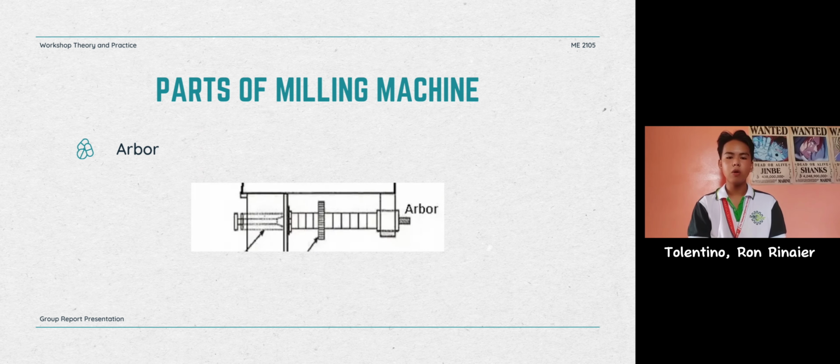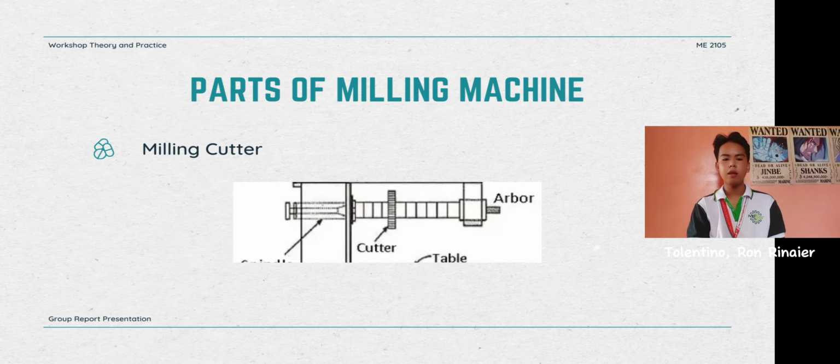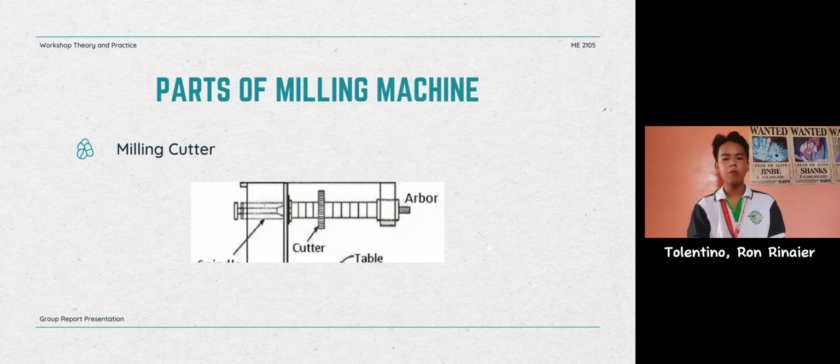The arbor, a tool holder, secures the cutting tool and allows horizontal movement of the spindle. The milling cutter is the most important part of a milling machine, performing various milling operations.